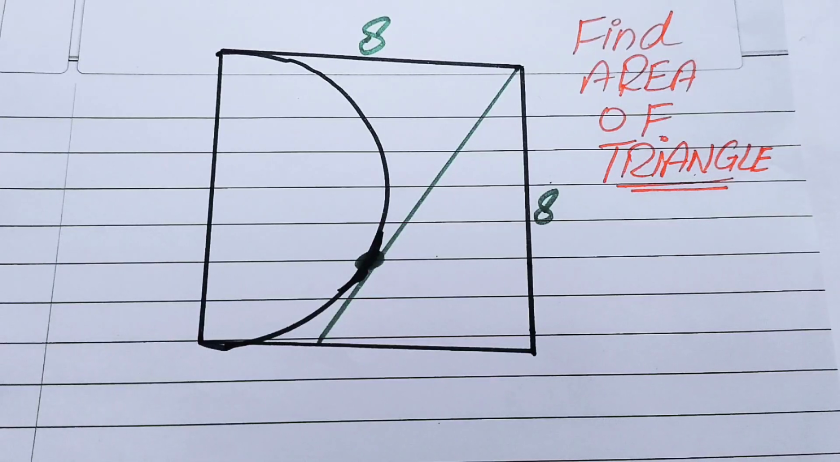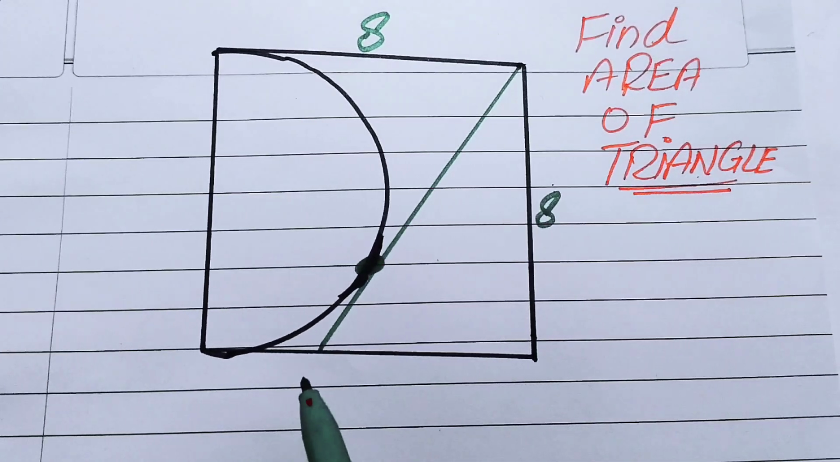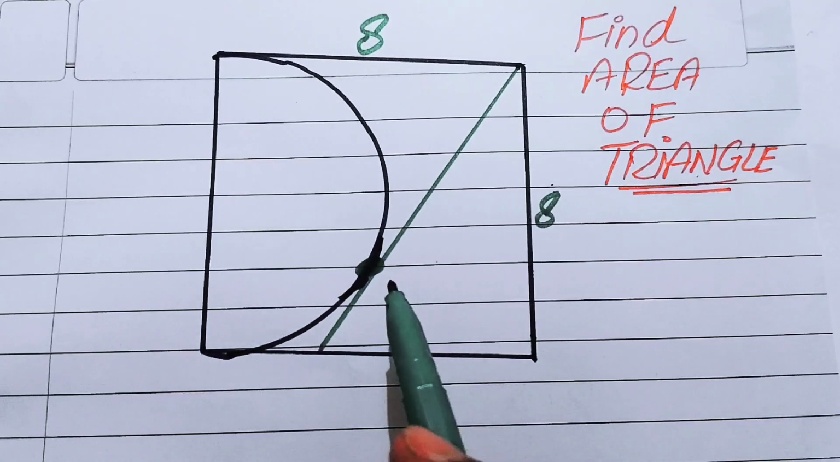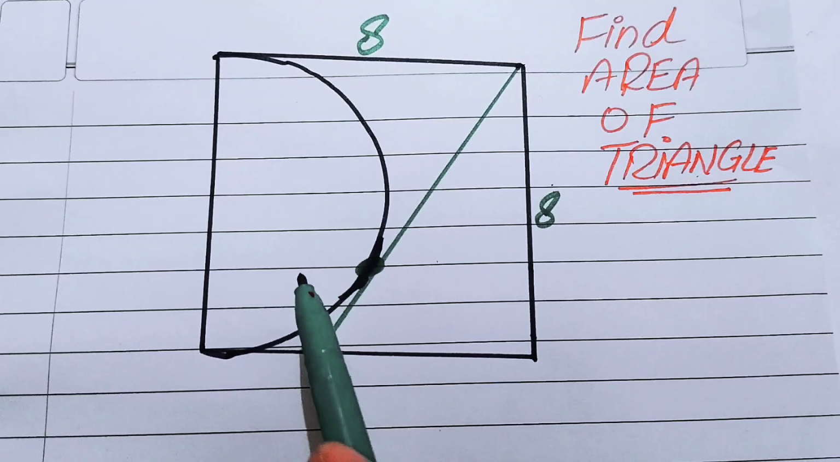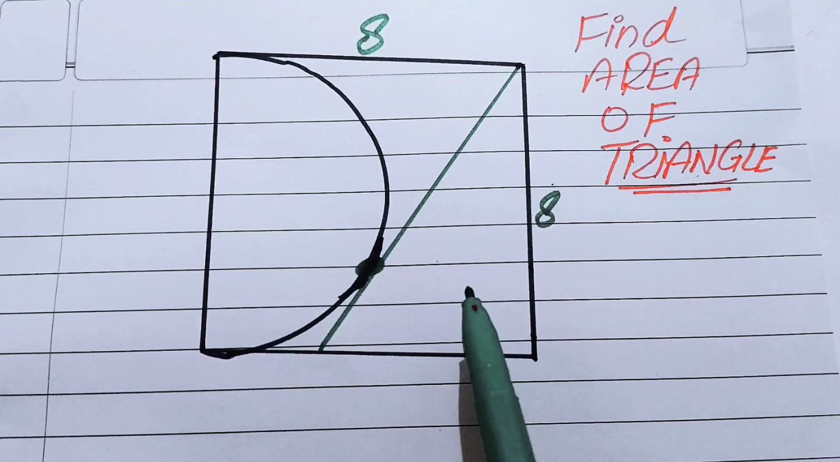Hello everyone, welcome to solve this nice math Olympiad algebraic problem. And here we have a nice square which is inscribed with a semicircle and a right triangle.